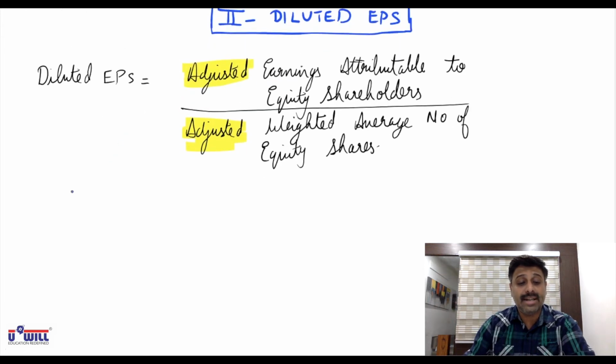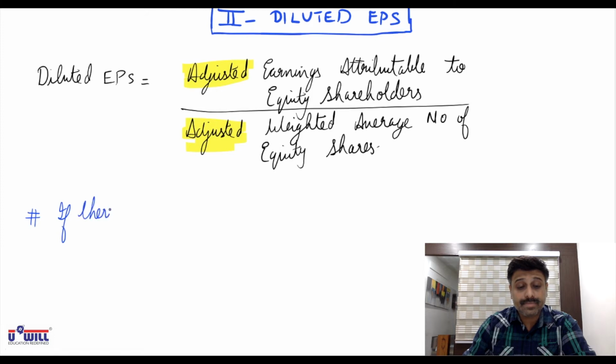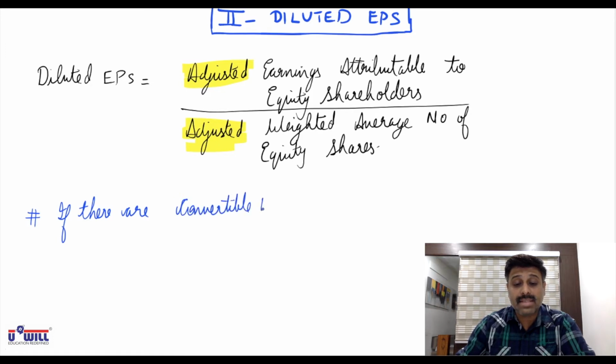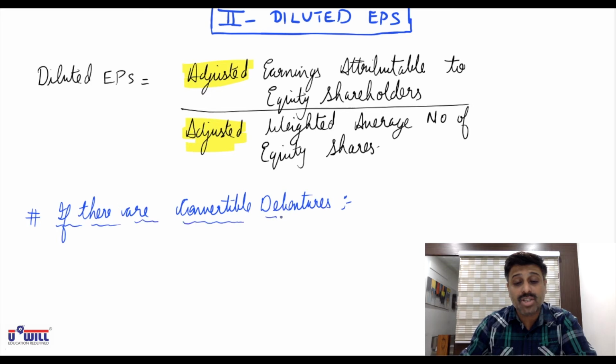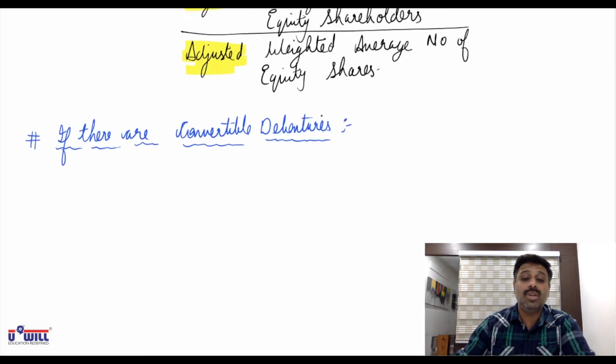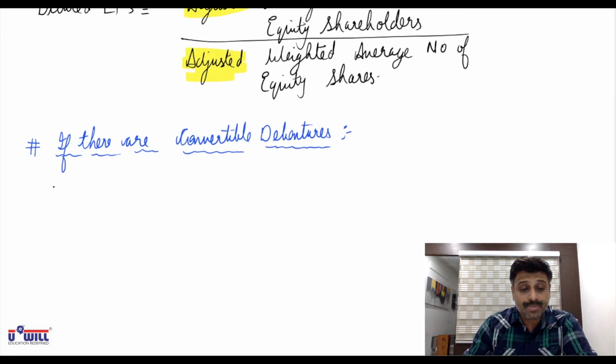So first you give the heading, if there are convertible debentures. Convertible debentures are basically potential equity shares. They have the potential of becoming equity shares in future when they get converted into equity shares. Now, if there are convertible debentures, first we understand how we will find adjusted earnings attributable to equity shareholders.